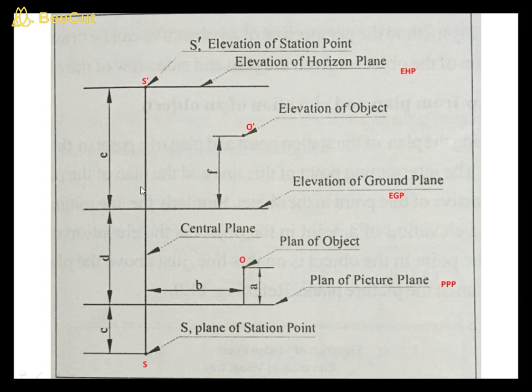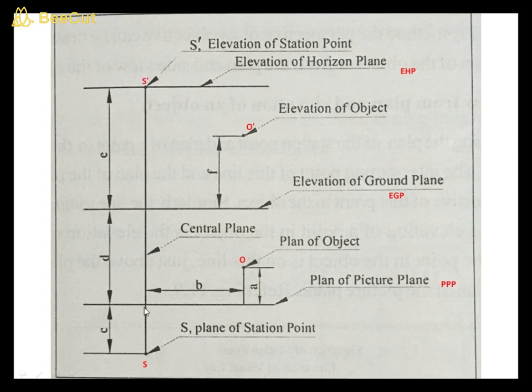It is a line perpendicular to the PPP line and the EGP line, and on that line you can take the height of the observer. The observer is 100 mm above HP, which means S dash, the eye level in front of you, is 100 mm from this EGP line. You can take 100 mm, and you will get S dash on the central plane.